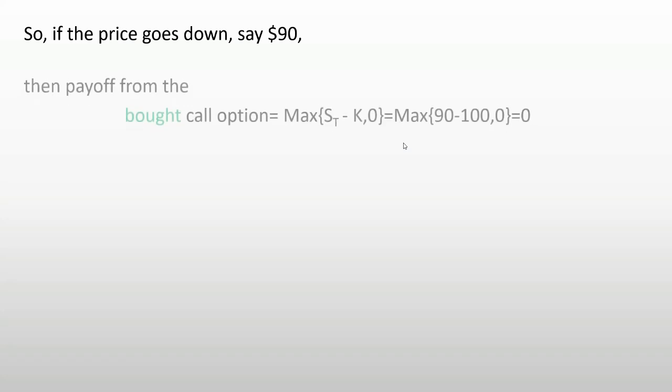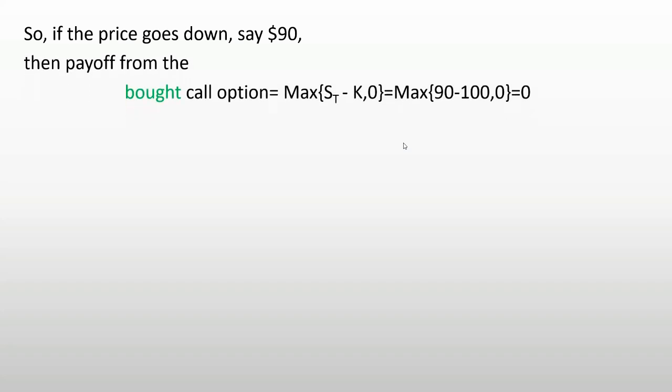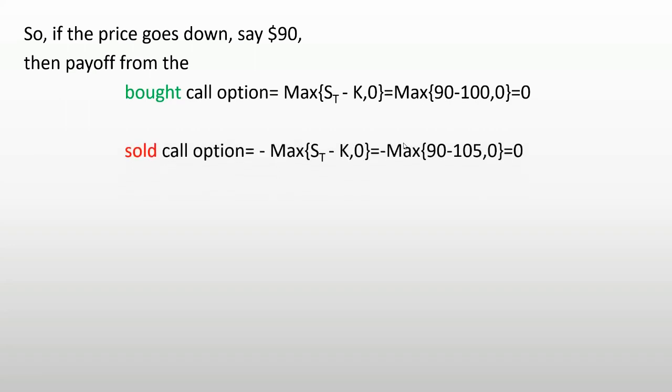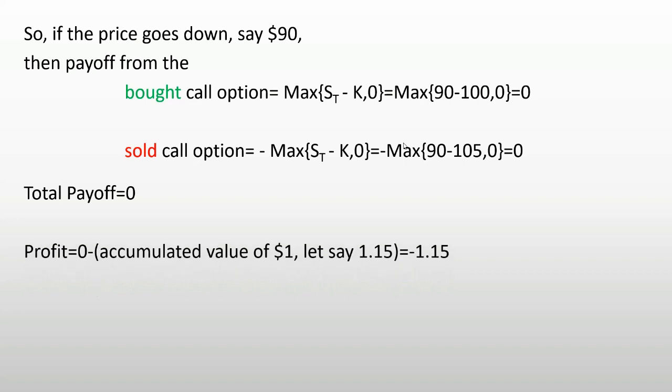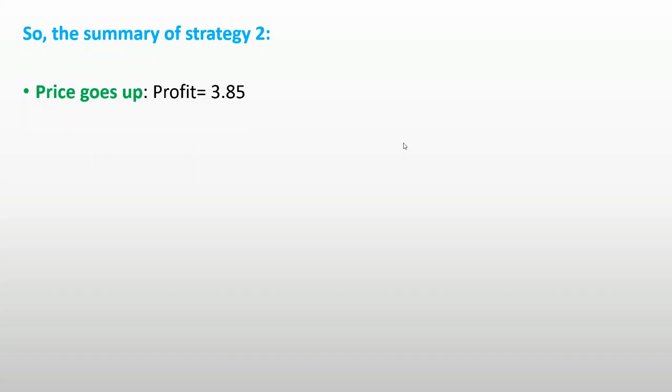So what if the price goes down? Let's say it's $90. The payoff from the bought call option again is 0 because we do not exercise it, and the payoff from the sold call option is also 0 because the buyer of this call option doesn't exercise it. So the total payoff is 0, and the profit is just the accumulation of our initial expense, which is -1.15. So the summary of strategy 2: if the price goes up, profit is 3.85, and if the price goes down, it's a loss of 1.15.